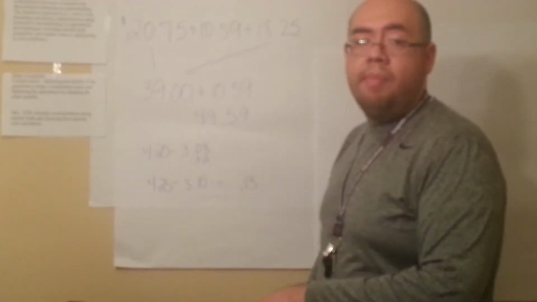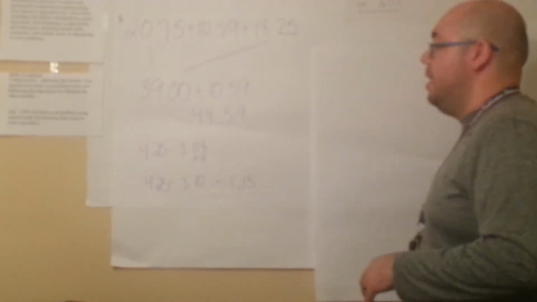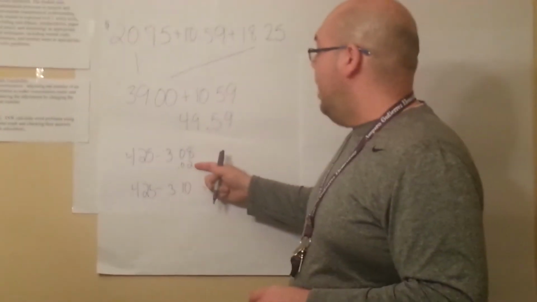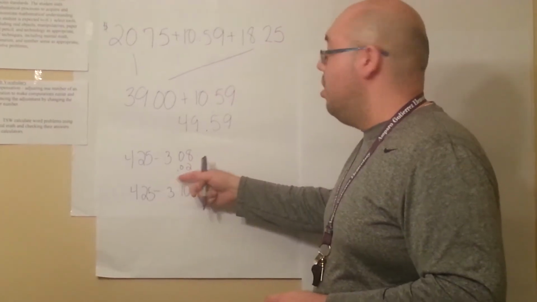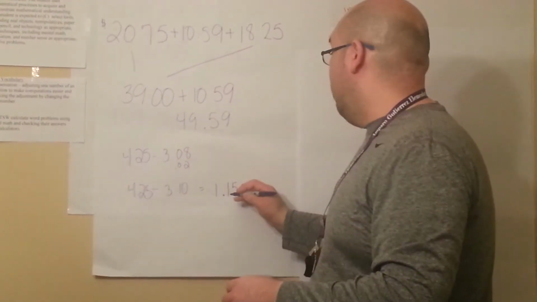What's 4 take away 3? 1. We have $1.15. Now, remember, we added 2 more cents over here. So we took away 2 extra cents. So we have to give it back. So over here, we're going to add 2 more.